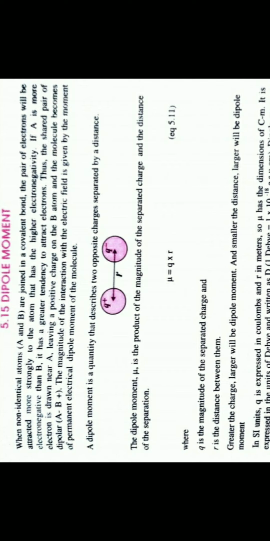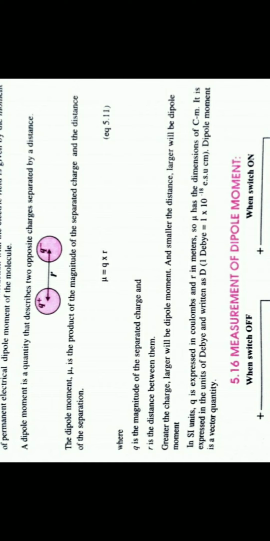Thus the shared electron pair is moved towards A, leaving a positive charge on the B atom, and the molecule becomes dipolar. It means A negative, B positive. Now interaction with the electrical field is given by the permanent electrical dipole moment of the molecule. So when we apply the electrical field, due to the interaction, the molecules show their permanent dipole moment. Now dipole moment is a quantity that describes two opposite charges separated by a distance.